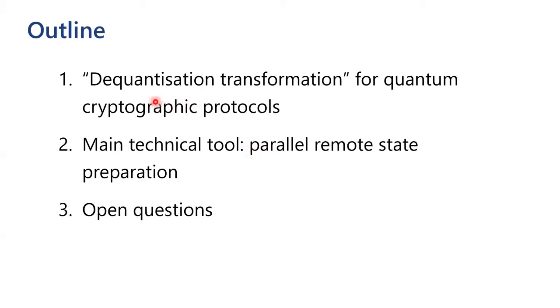Okay, so to explain this dequantization transformation, we'll start from what I'll call the original protocol. And this you should just think of as some quantum cryptographic protocol that someone else has come up with and that we would now like to dequantize. And we would like to dequantize it in as generic a way as possible. But for this transformation to be possible, we do need some amount of structure on this original protocol. So what structure does the original protocol need to have?